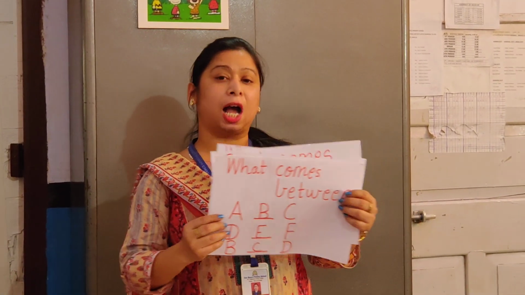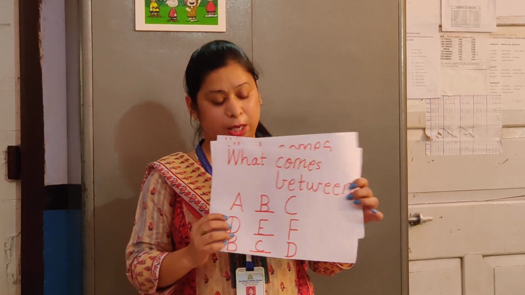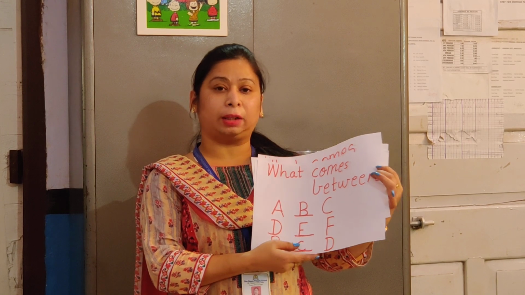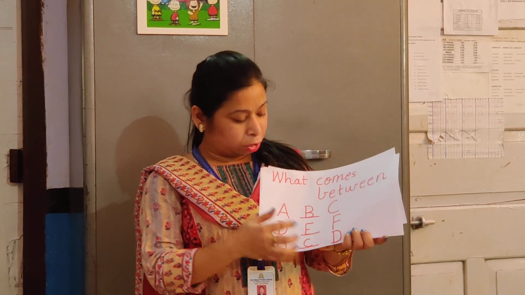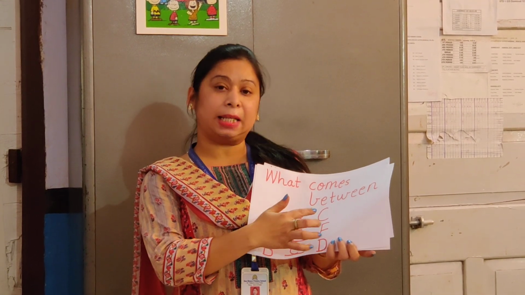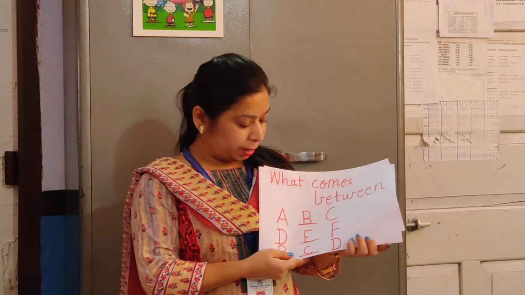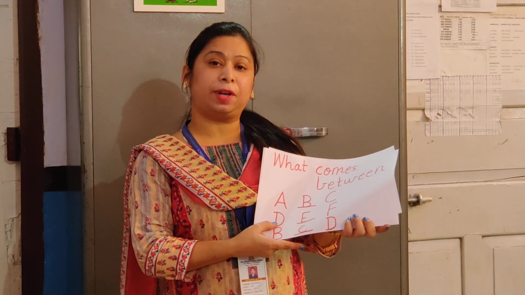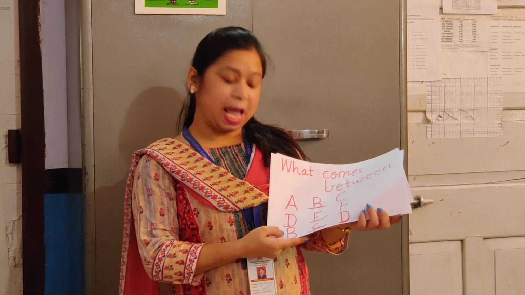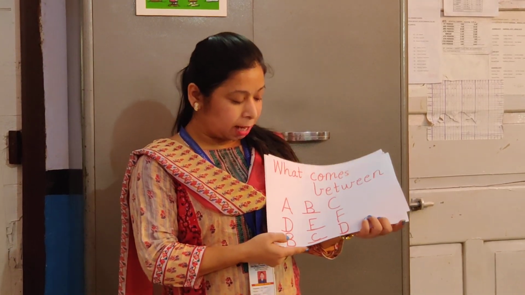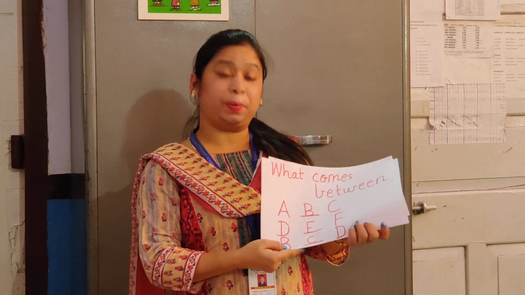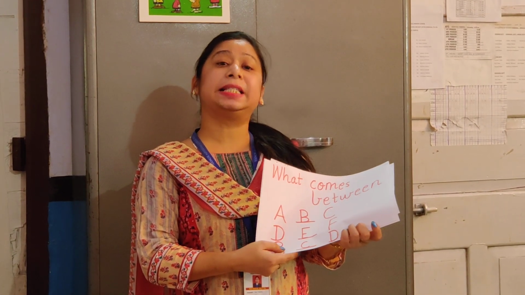Now, what comes between? There are two letters given, and in between you have to write the given letter. So what comes between A and C is B. What comes between D and F is E. And what comes between B and D is C.